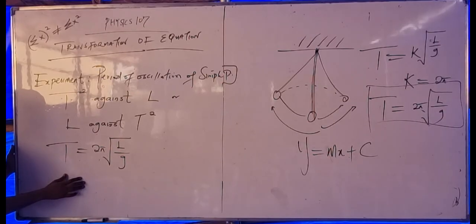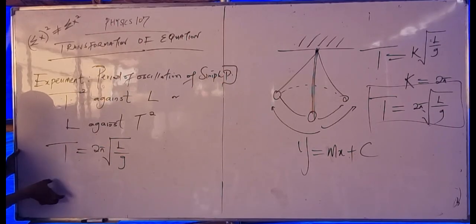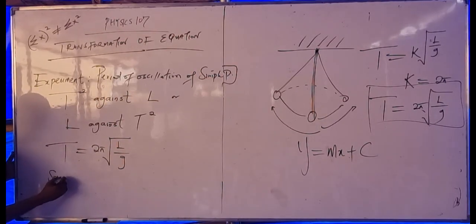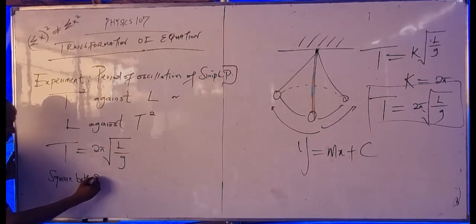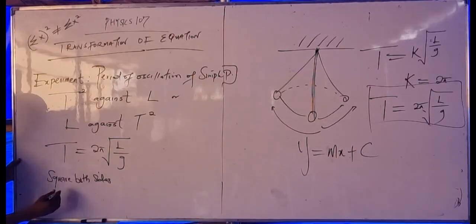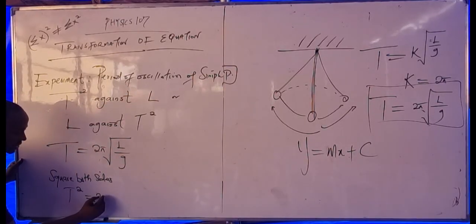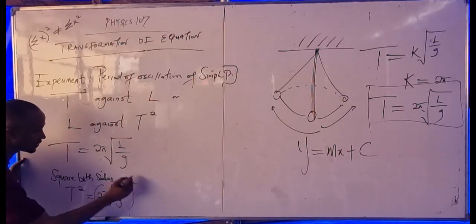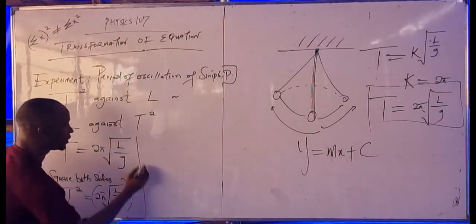From this equation, what will I do? I will square both sides. By the time we square both sides, what will be here? T squared equals 2 pi square root of L over g, all squared. Are you following? So this becomes what here?